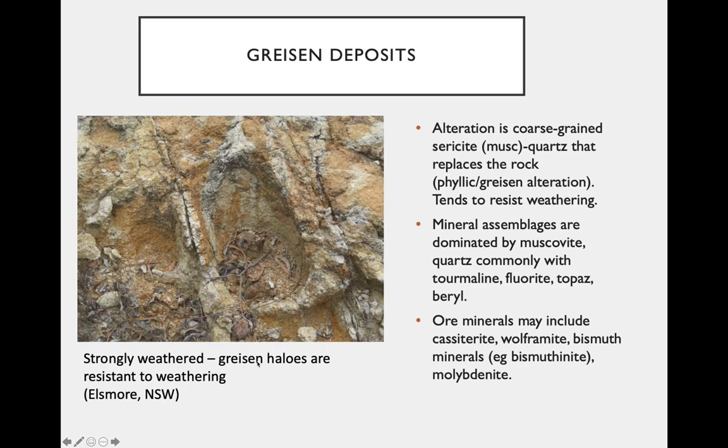So here's an example of a greisen deposit. We have this coarse-grained sericite, predominantly as muscovite. Coarse-grained muscovite and quartz replace the rock, and it's quite hard and resists weathering in this case, so we have greisen halos. But we might also get things like tourmaline, fluorite, topaz, and beryl, so these late-stage minerals rich in incompatible elements. We can also get ore minerals including cassiterite, tin oxide, wolframite, so tungsten, bismuth, and moly.